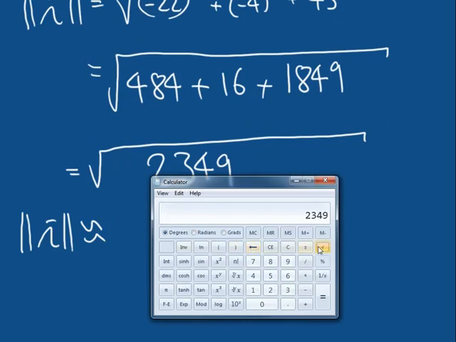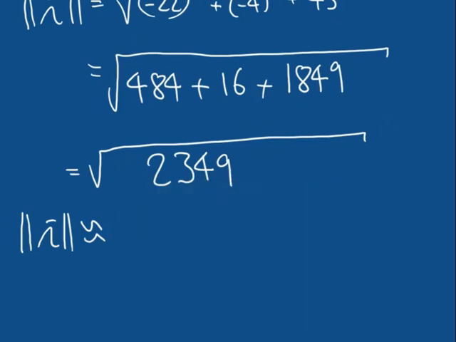Which means the length of our vector is, using our calculator, the square root of 2,349. It's approximately equal to 48.466 units.